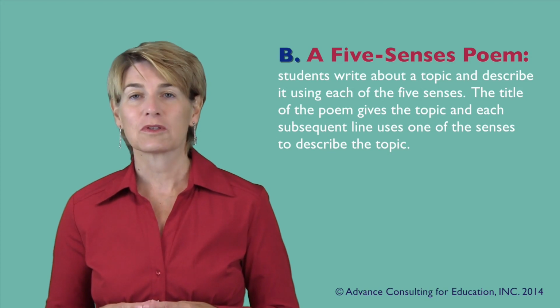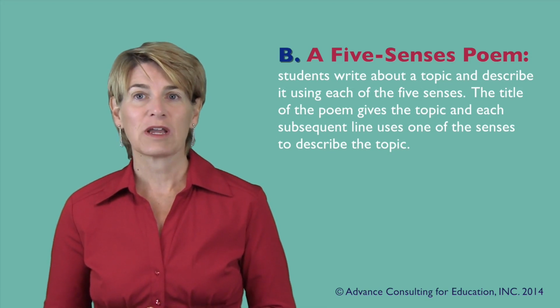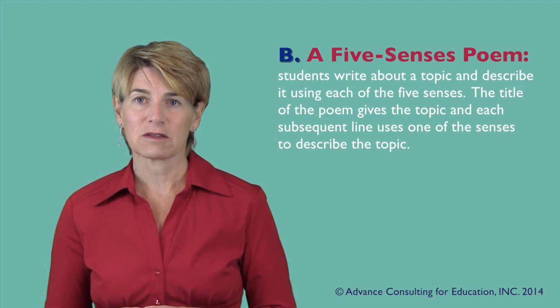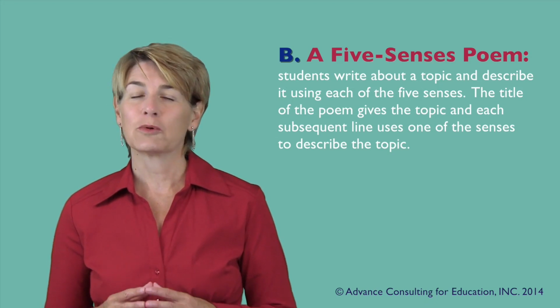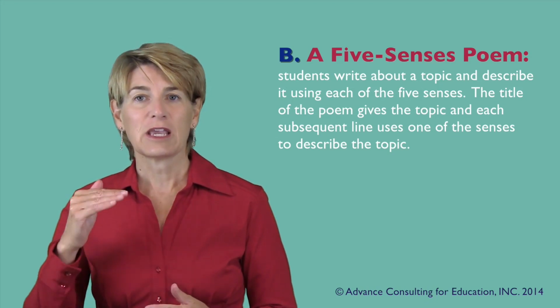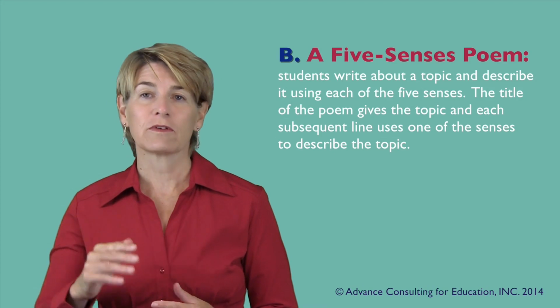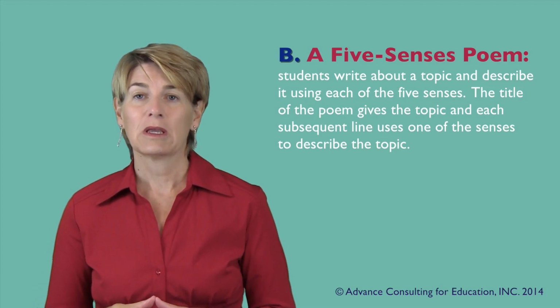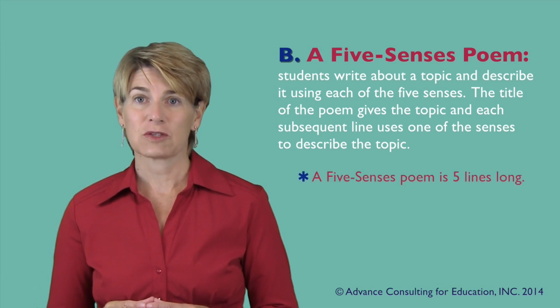The next type of poem is called a 5 senses poem. In this poem, students write about a topic and describe it using each of the 5 senses. So the title of the poem gives the topic, and then each subsequent line uses one of the senses to describe the topic. So the poem is 5 lines long.